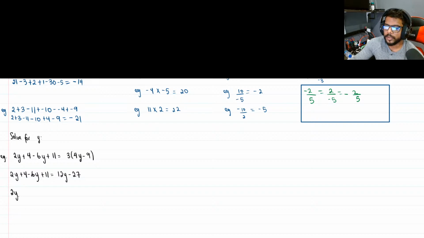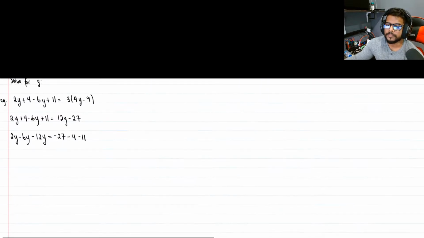So I have 2y minus 6y. I move the 12y across, and it becomes minus 12y. The minus 27 isn't going anywhere. I'm moving the positive 4 across, and it becomes negative 4. I'm moving the positive 11 across, and it becomes negative 11. And now I can simplify.